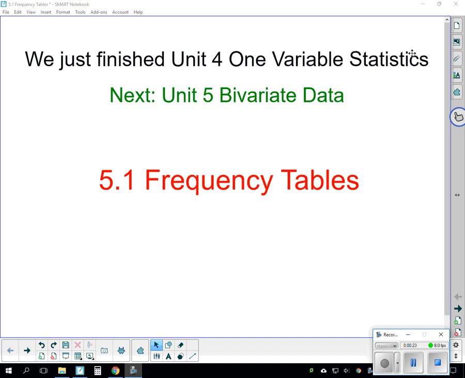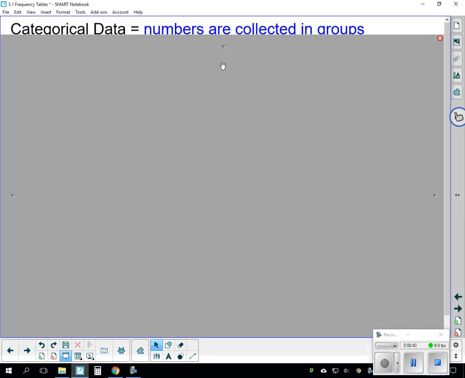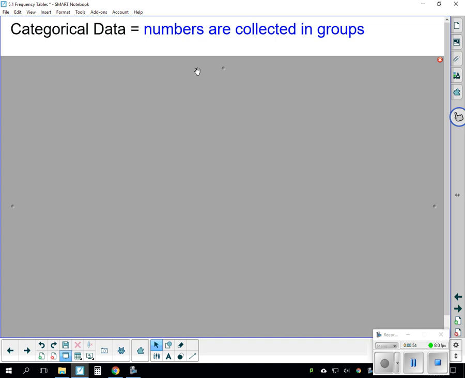In this unit, we're going to look at what's called bivariate data, and it is all about two pieces of data, and we'll start doing frequency tables with that data. So first of all, we are looking at categorical data, and it's just a fancy way to say numbers that are collected in groups from some category.